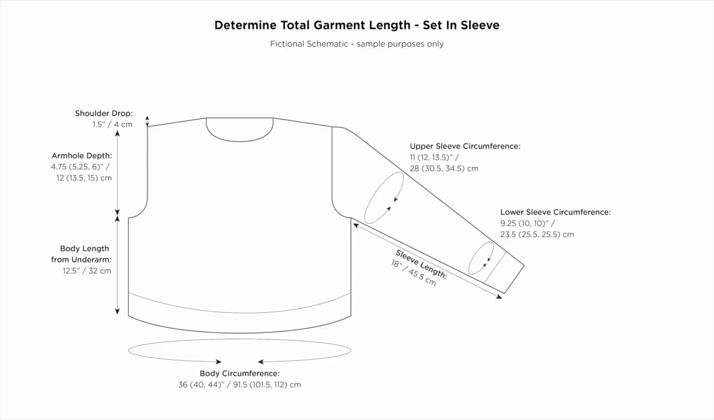Similar to a drop shoulder style garment, you can use similar measurements from within your set-in sleeve style garment to find your total back length. If your schematic provides it and you've got your side length, or your body length, I guess I should say, from underarm to hem, your armhole depth, and your shoulder drop, you can simply add those 3 numbers up and figure out the total back length.